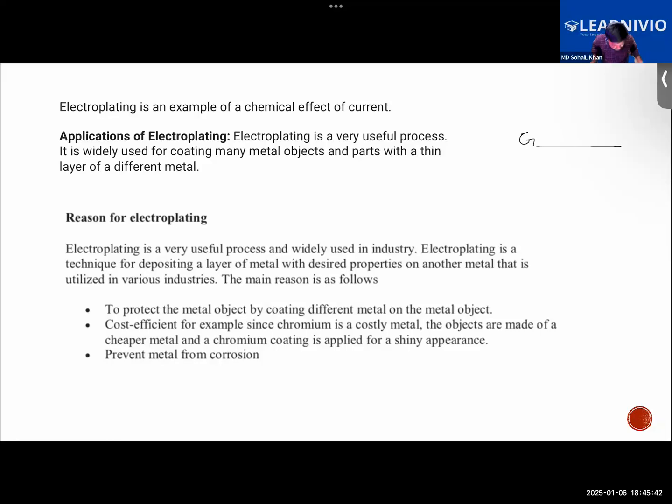So I'm back. What am I saying? Why will a metal be electroplated? The first reason is to prevent the metal from corrosion, as in the case of iron, where a layer of zinc is deposited, and that process is called galvanization.